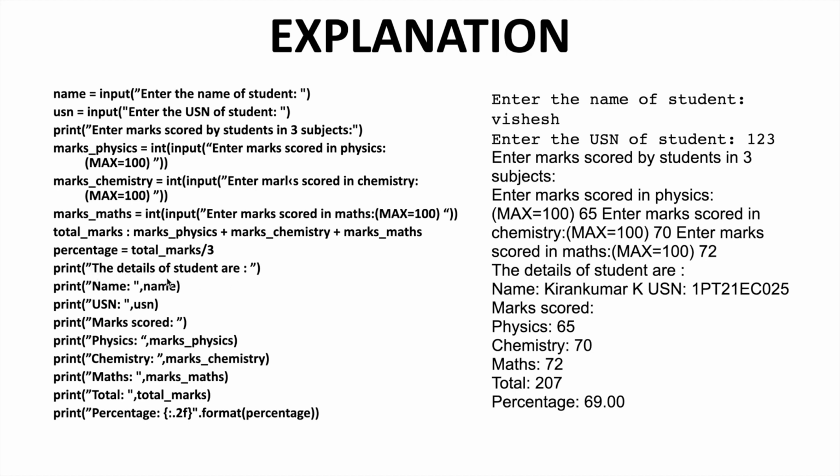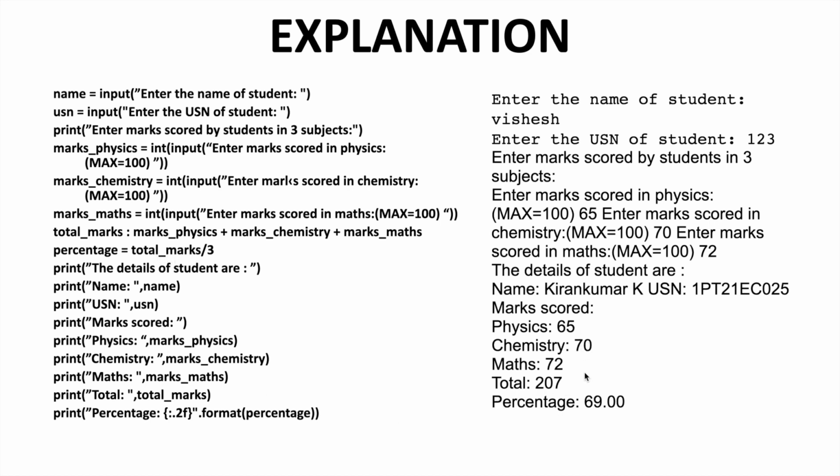The details of the student are: first I will print the name. The name is stored in the name variable. USN is stored in the USN variable. Physics marks are stored in the variable marks_physics. Chemistry marks are stored in the marks_chemistry variable. Maths marks are stored in the marks_maths variable. The total of the three subjects is stored in the variable total_marks. Getting my point? So I am displaying all those things. Now the percentage, you already calculated it. What is the percentage? Total marks divided by 3.